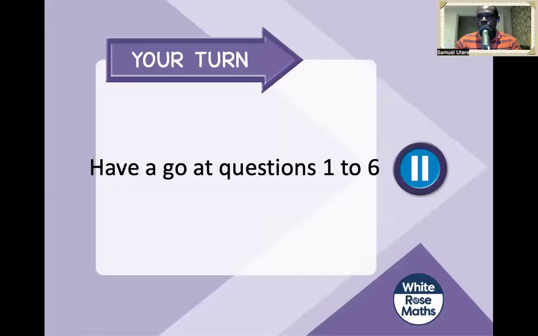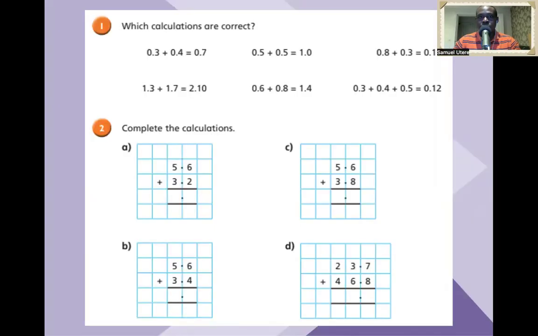All right, so what we've learned so far is that for you to do your addition, it is similar to doing the formal method of adding integers. Make sure that the place values line up, okay? So pause the video and answer questions 1 and 2. You should be able to do it in 4 minutes, I think. But you can take longer if you want to.